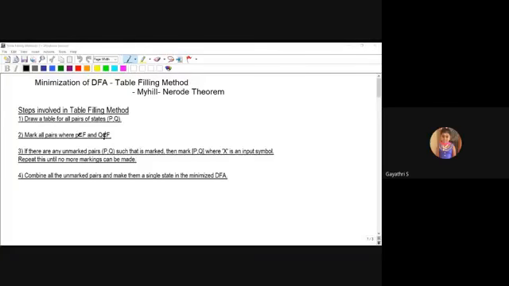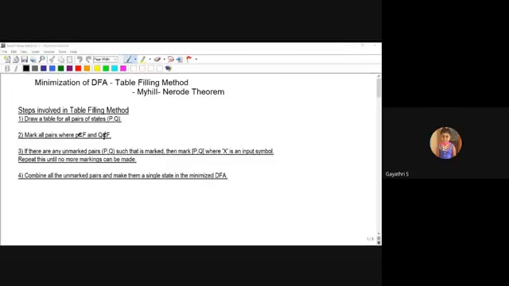And the third step: if there are any unmarked pairs P comma Q such that the pair on input X is marked, then mark P comma Q, where X is an input symbol. By reading these instructions alone, you can't come to any conclusion about what this table filling method is. So let us move on to the problem.